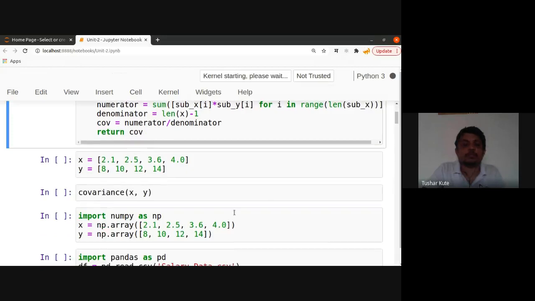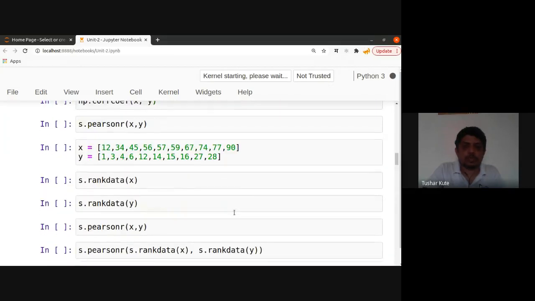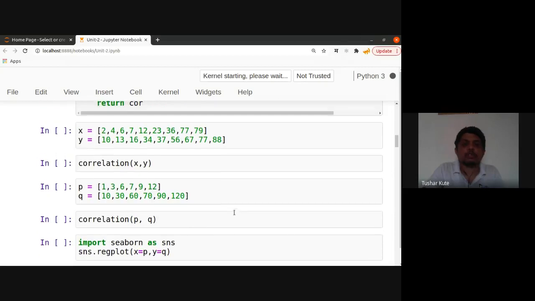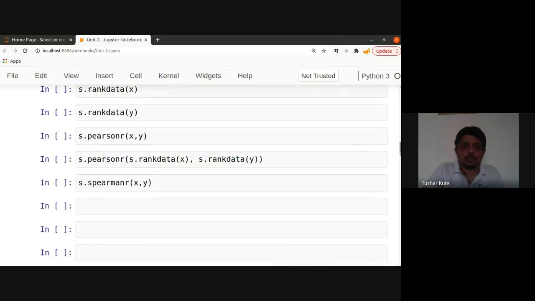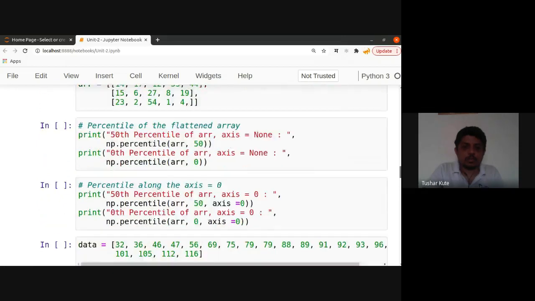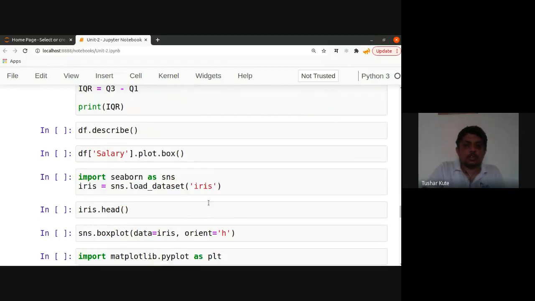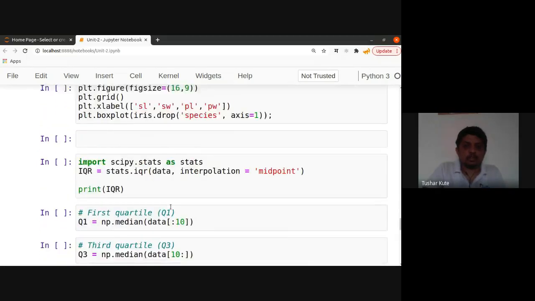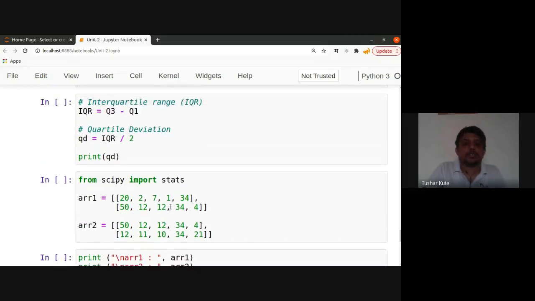Just a minute, check it. These are yesterday's code. It's not there. Percentile and the box plot we have seen. This also we have seen. Yes. Okay.